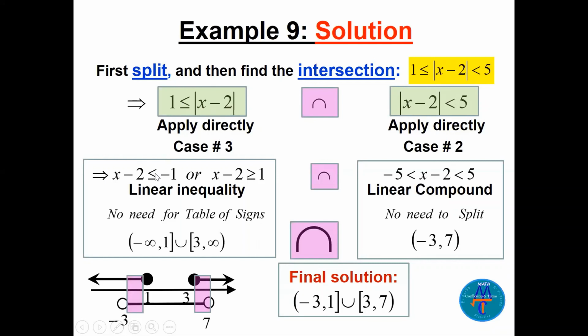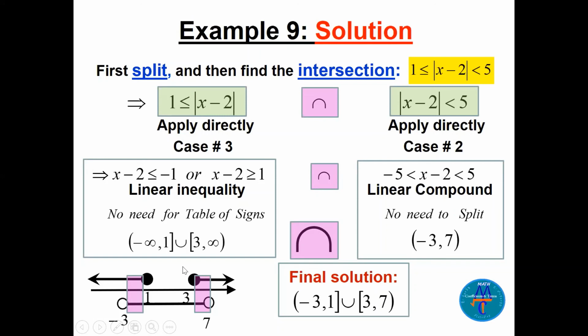So x minus 1 less than minus 1 or x minus 1 greater than 1. No need for table of sign. This is linear inequality and the solution is there. Now this is absolute value less than. Apply case number 2. X minus 2 between minus 5 and 5. This is linear also. No need to split again. So put the solution minus 3 to 7.